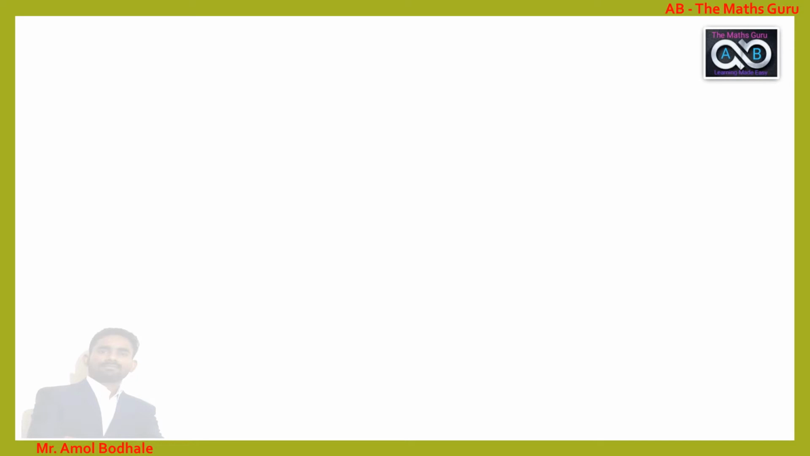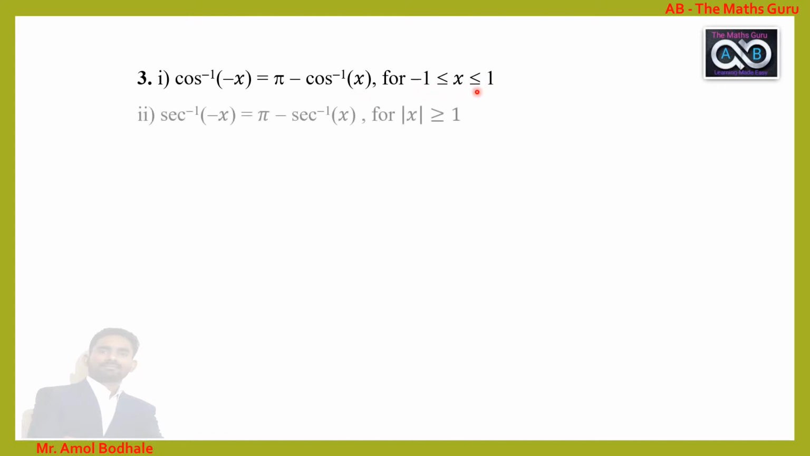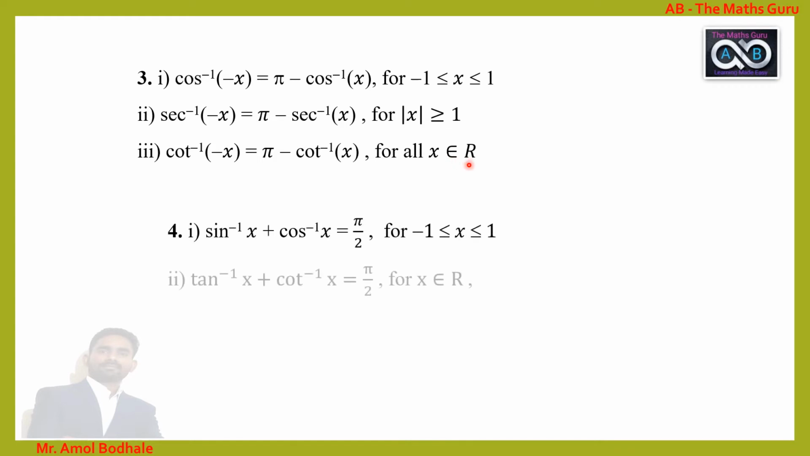Next one, cos inverse of minus x is π minus cos inverse of x for x lies between -1 and 1. Sec inverse of minus x is π minus sec inverse of x for mod of x greater than or equal to 1. Cot inverse of minus x is equal to π minus cot inverse of x for all x belongs to R.